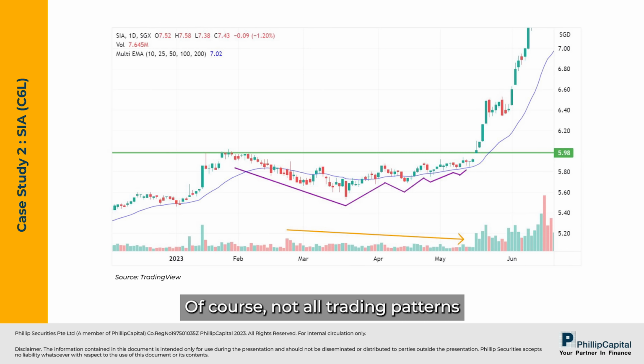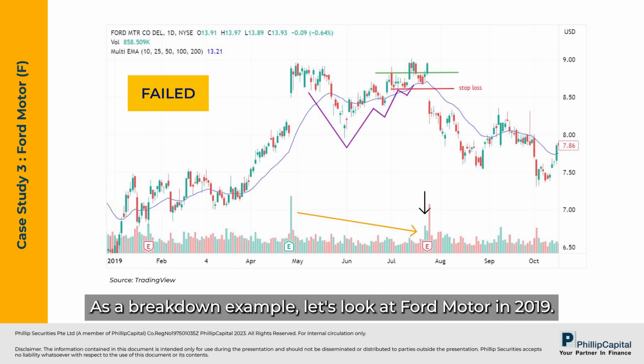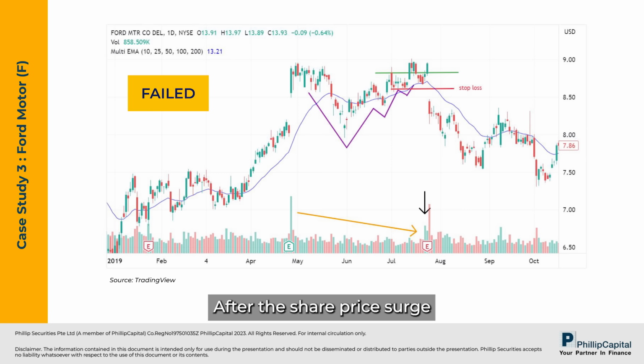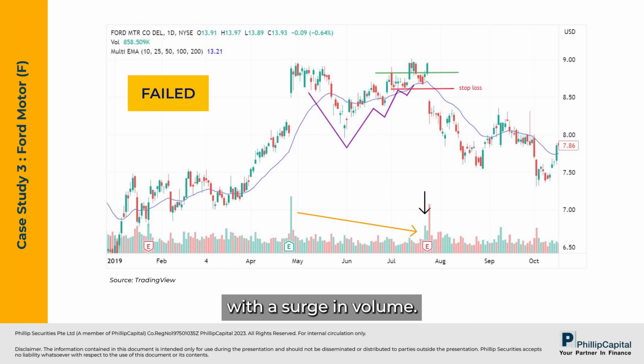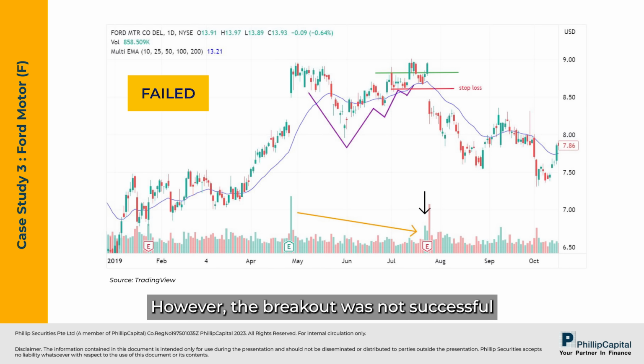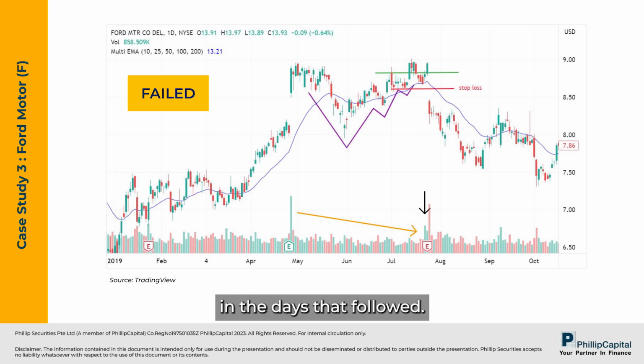Of course, not all trading patterns are always going to work. As a breakdown example, let's look at Ford Motor in 2019. After the share price surged and formed a VCP for a short pause, it broke out of the price high in the last contraction with a surge in volume. However, the breakout was not successful in the days that followed.